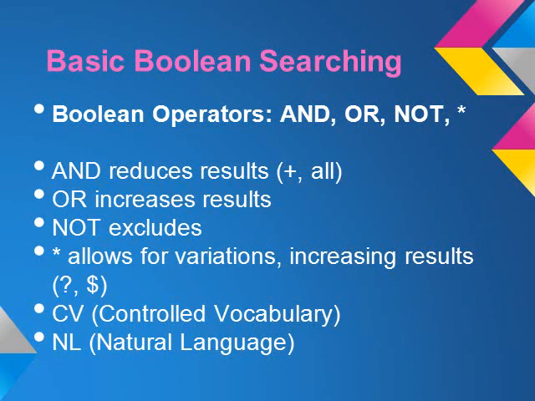And then truncation brings up variable words. So, like if you want to look up something about psychology, you could take off the Y and have an asterisk, and that would bring up psychologize, psychologist, psychology, etc.